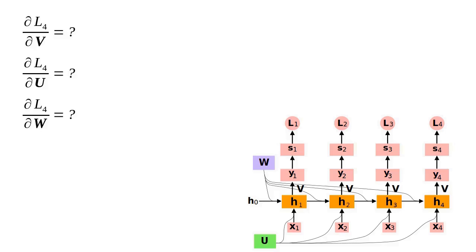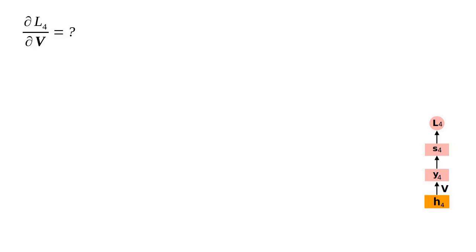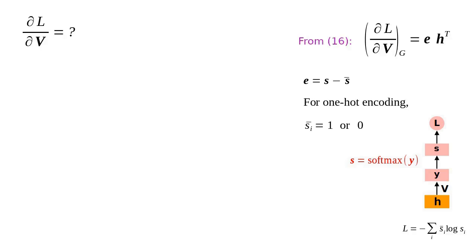Let's explore the mathematics of a simple RNN. First, we will calculate the derivative of the loss function L with respect to the matrix V. In a many-to-one network, we only need the output of the last step to calculate the derivatives of the loss function with respect to V. For simplicity, we will ignore the subscript. Referring to formula 16, we can determine the solution.